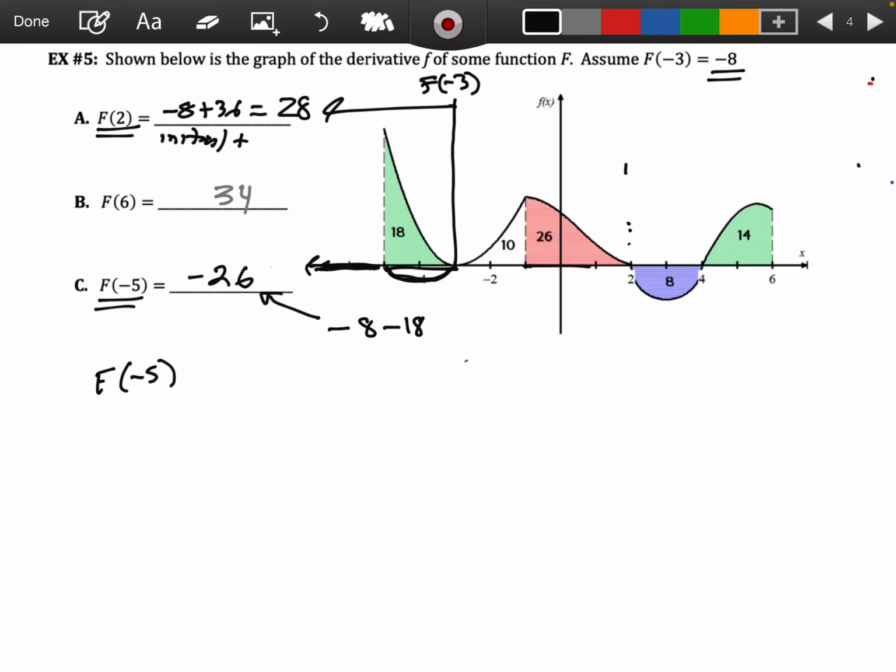Okay. That's kind of how I see it. If you're still struggling with it, just play it back, and maybe that would make sense to you.